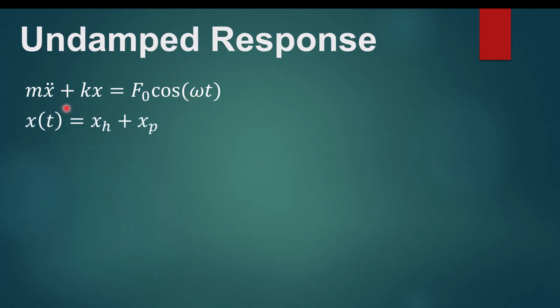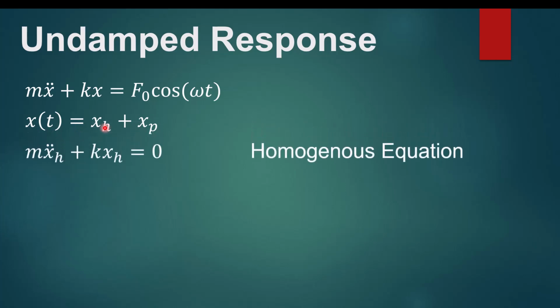And this is a non-homogeneous equation. What we mean by that is that the right-hand side of the equation is not 0. For the homogeneous case, it is an equation in which the right-hand side is equal to 0. So if we neglect the external force, it is going to be mx double dot plus kx equals 0. This is the homogeneous equation. And the general answer of this equation is going to be a summation of the homogeneous answer and the particular answer.